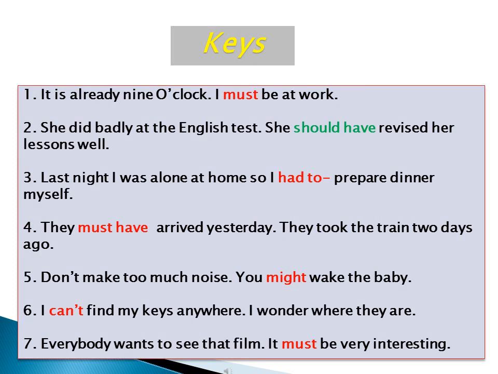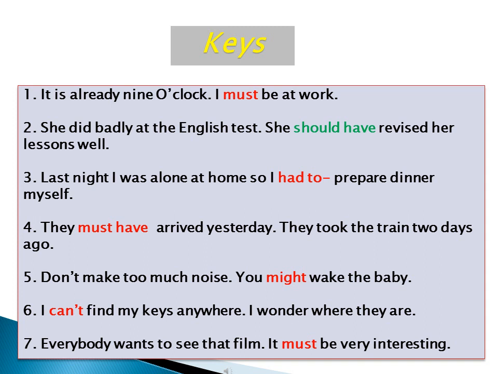So here are the keys of the exercise. Number 1, it's already 9 o'clock. So I must be at work. Number 2, she did badly at the English test. So she should have revised her lessons well. So here it's just giving advice.